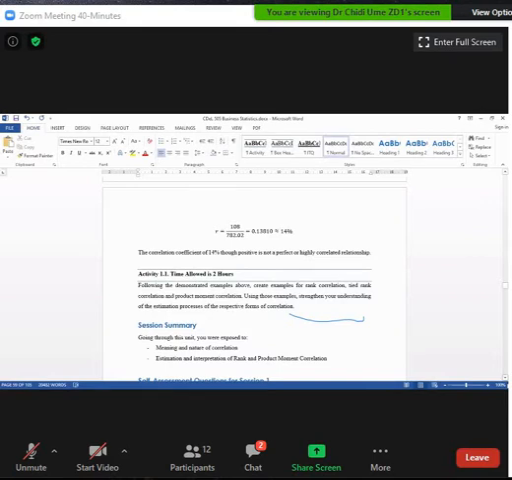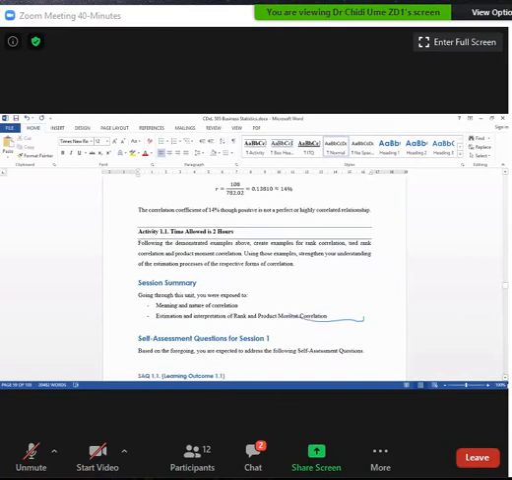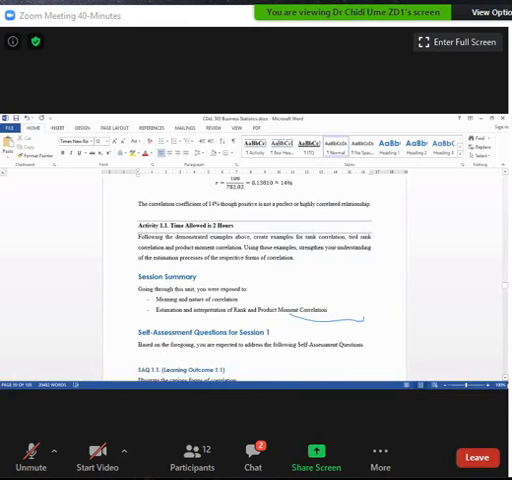So your interpretation will depend on the size and the sign of the coefficient. The sign will tell you whether it's a positive correlation or a negative correlation, while the size will tell you whether it's a strong correlation or a weak correlation.